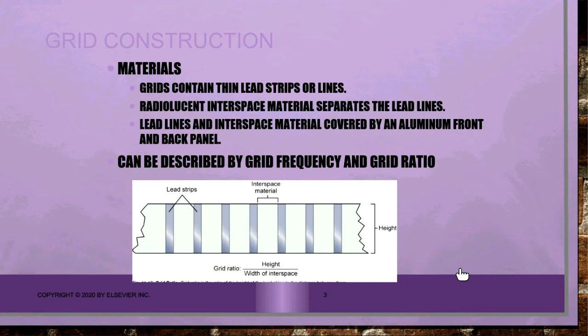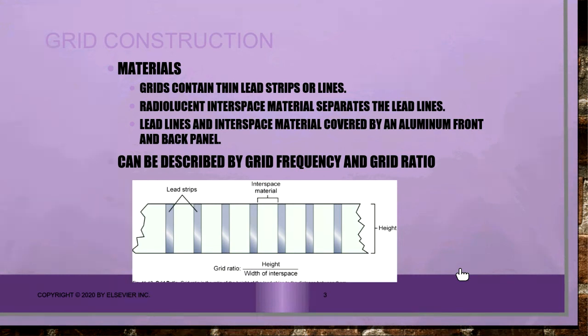So when we talk about the grid frequency, it literally is the number of lead lines per unit length, in either inches or centimeters. The most common grid frequency is typically 40 lines per centimeter, or 103 lines per inch. Those are the most common grid frequencies that we see.